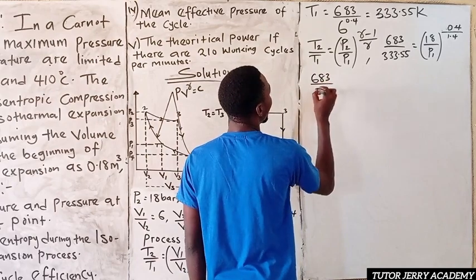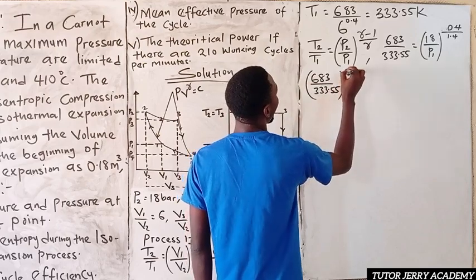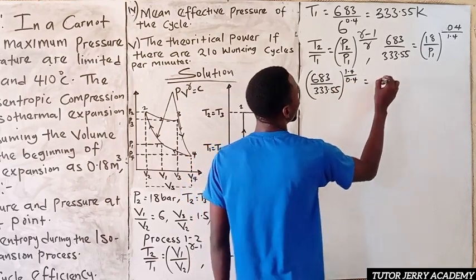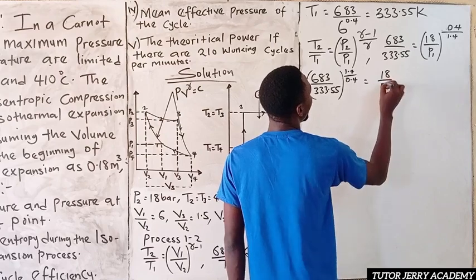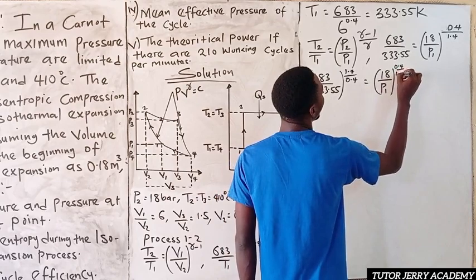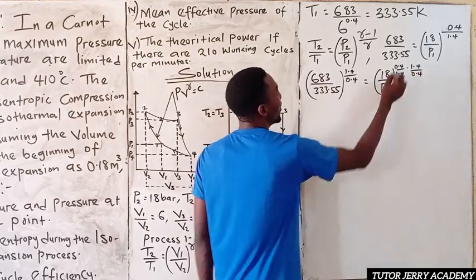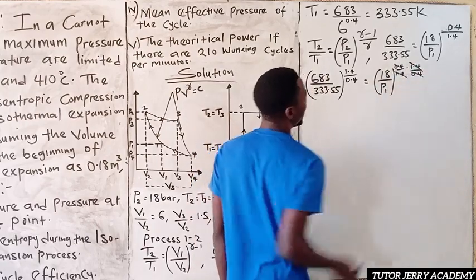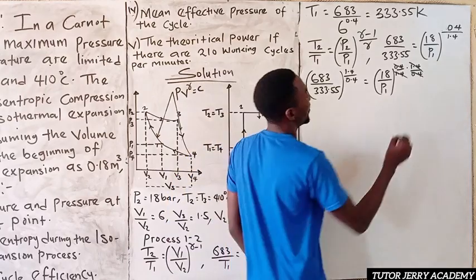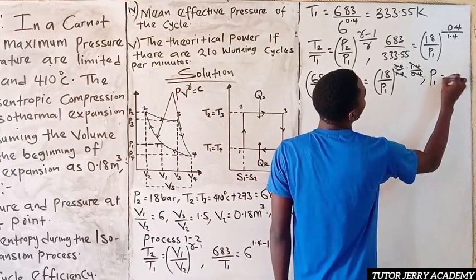683 all over 333.55 all to the power of 1.4 all over 0.4 will be equal to 18 all over P1 to the power of 0.4 all over 1.4 multiplied by 1.4 all over 0.4. So if you look at this, this will cancel this, right? Then we can therefore make our P1 the subject here now. So P1 will be equal to what?